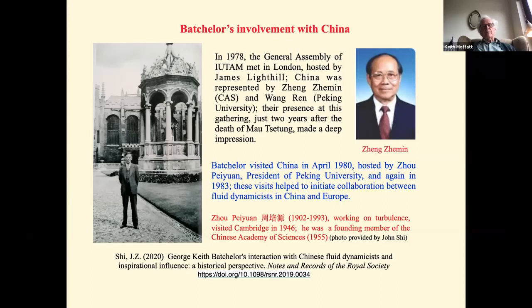Taylor. And you see here on the left a photograph of Zhu Peiyuan, who was at that time a young Chinese researcher in the field of turbulence. And he visited Cambridge, no doubt, to talk with G.I. Taylor, but he would certainly have met George Batchelor as well. And Batchelor did refer to Zhu Peiyuan's work in some of his subsequent papers. Zhu Peiyuan was president of Peking University.